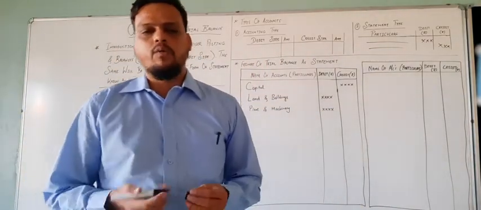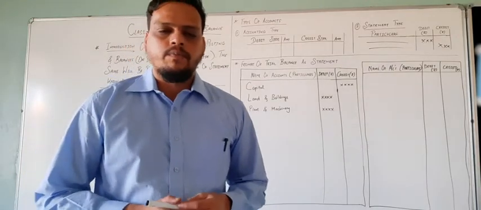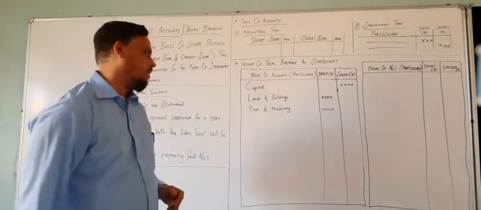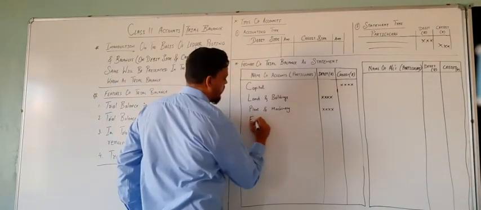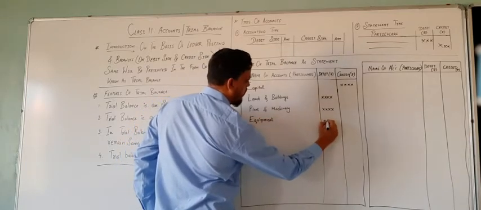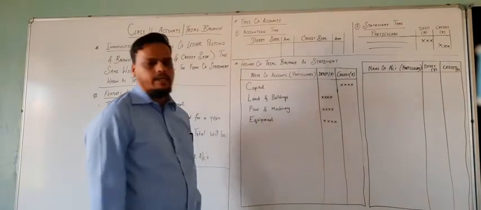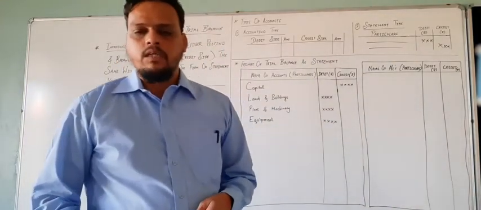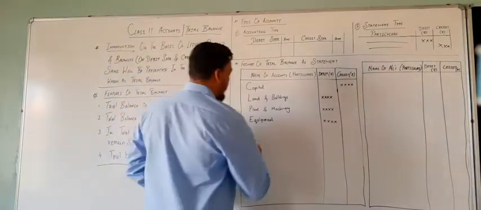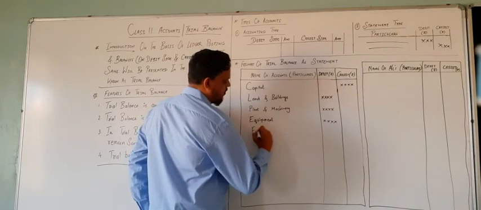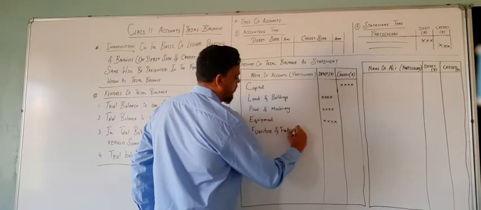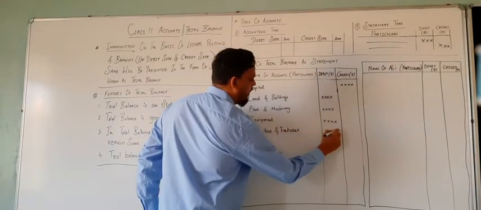Now we are going further with that. Next is equipment. Equipment amount will be on the debit side. Along with the equipment, it is furniture and fixtures, cash at hand, cash at bank. Furniture and fixtures amount will be on the debit side.